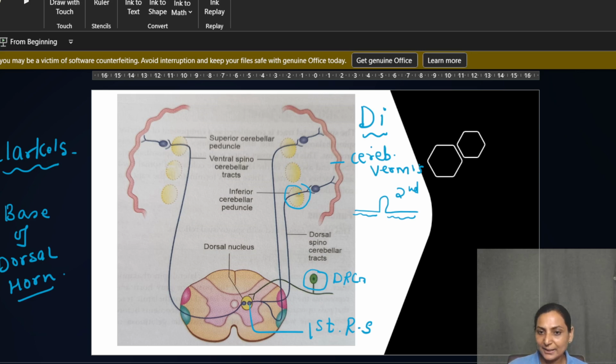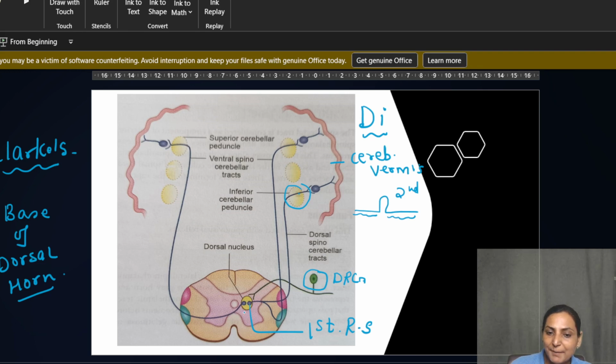So in DI, the I gives two things: I for ipsilateral, meaning same side, uncrossed fibers, and I for inferior cerebellar peduncle. So the pathway is very simple. First order neurons, dorsal root ganglion. Second order neurons from the Clark's column, ending up all the way in the vermis, from where the third order neurons go to the cerebellar cortex.